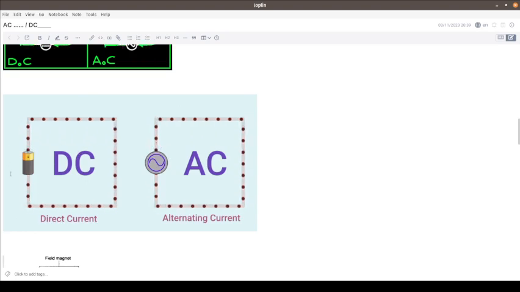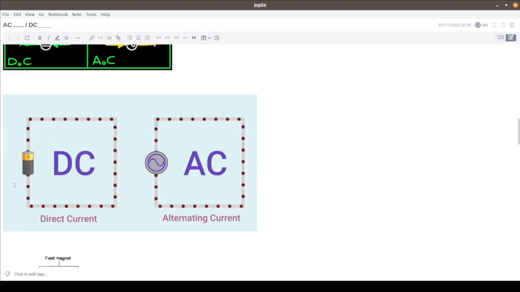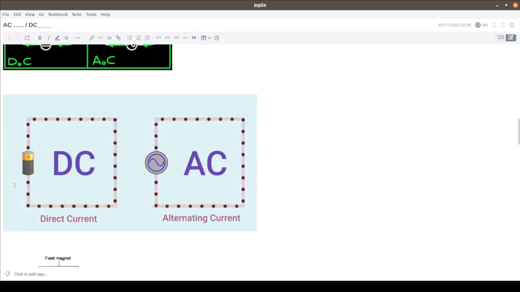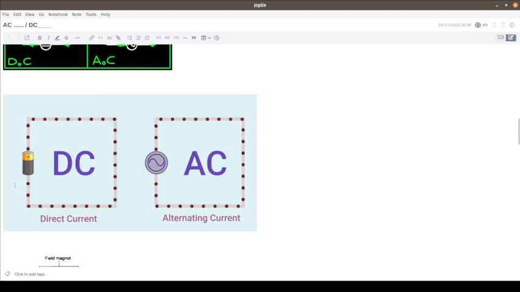And DC, you can say, is this battery. Of course, every single battery you use in a game or remote or any other appliance always gives DC current, because it applies only direct current. It's not going to change or vary. So this is DC and AC. Now let's see some more about AC and DC current. Then we will see the waveform of AC, and of course how to generate AC.